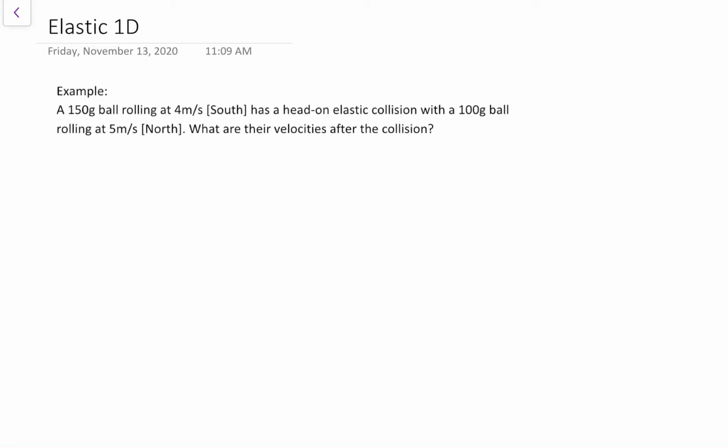Pool balls, things that don't really get warm after they bonk into each other, those are sort of standard elastic collision things. And this one, as you read it through, you can see I'm calling it a head-on elastic collision. That's physics talk for that it's one-dimensional.